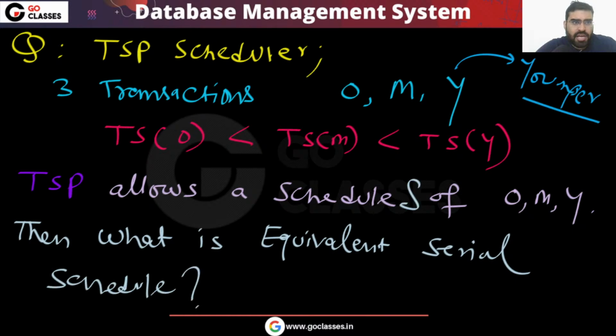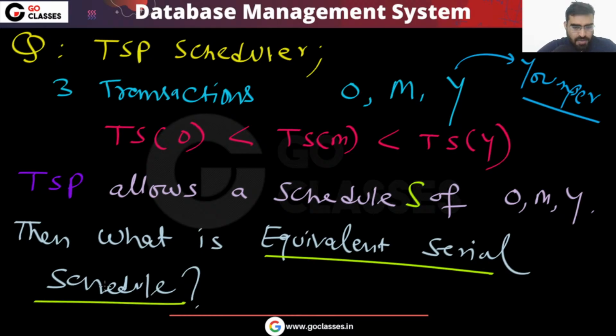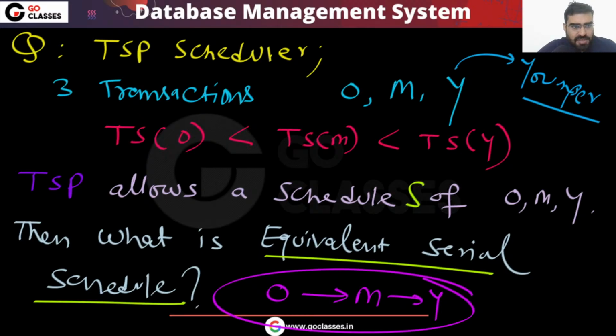So there is some schedule S, and I'm asking what the equivalent serial schedule is. Tell me. The answer is that this is the equivalent serial schedule: O, then M, then Y. Okay, this is what I'm saying. So everything is predetermined. A simple question I'm asking.